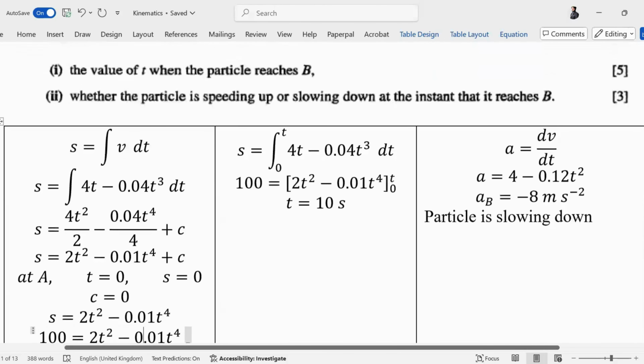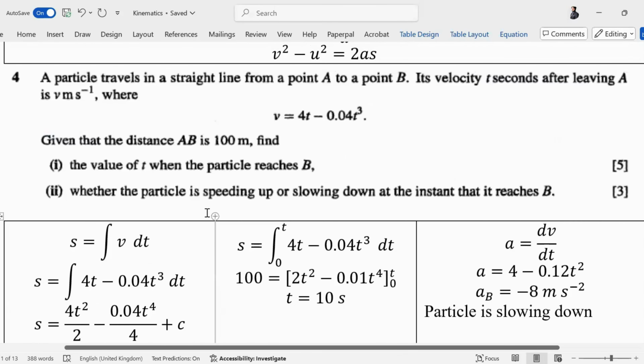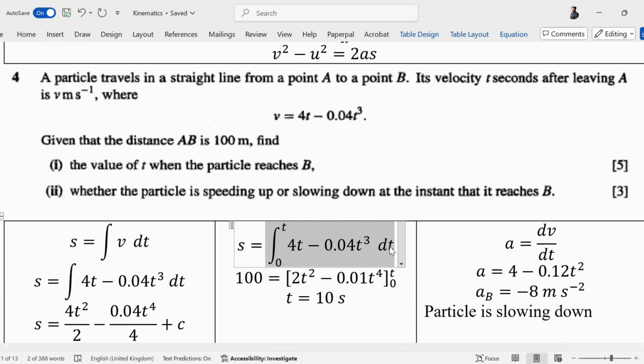And now the question part 2 is asking whether इसको आप definite integral से भी कर सकते हैं. This is just another method of doing the same thing. Yes, we can avoid c. We have definite integrals. Now the question is asking whether the particle is speeding up or slowing down. How can we say that?